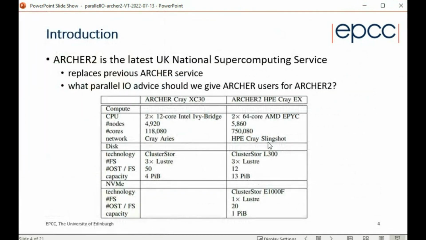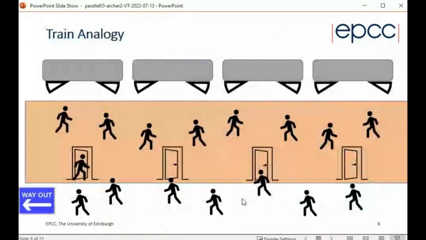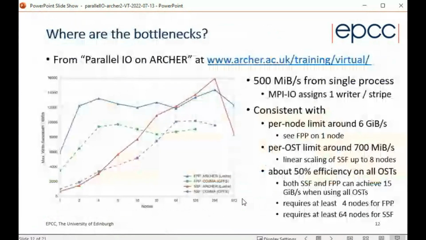I actually benchmarked here. So I did two things in this talk. I compared to the previous system, the Archer, the Cray, which was the predecessor, and I did ARCHER2. But I also had access to this NVMe, the solid state disk storage, which has got 20 OSTs, and they're smaller, but it has 20 OSTs. This is the slides you've already seen.